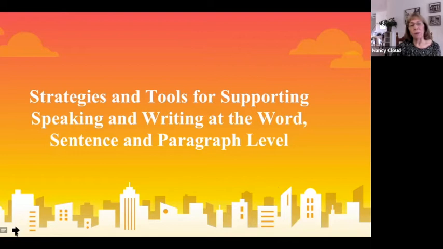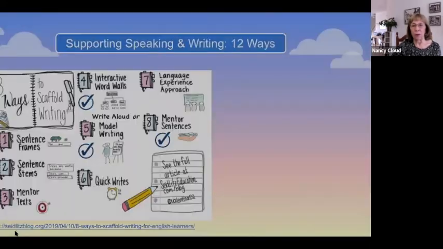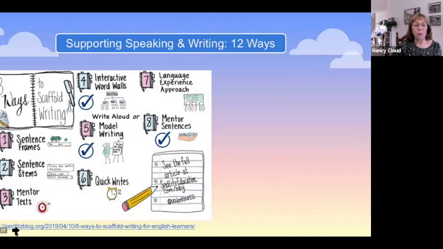So now we've looked at those interactive scaffolds. Let's look at the tools for supporting speaking and writing at the word, sentence, and paragraph level. And so this comes from Valentina Gonzalez. I always like to acknowledge her. And here's the link to a whole blog on this. And she shares with us 8 ways to scaffold writing. And I'm going to mention 6 of hers.